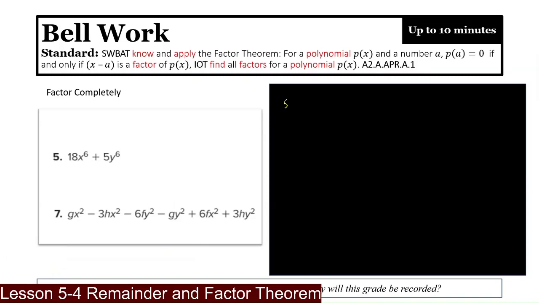So we have number 5, 18x to the 6th plus 5y to the 6th. I should look for my greatest common factor. And the keyword here is common. Do I have anything in common here? Do we have x's and y's in common in both terms? Is there a number that goes into 5 and 18? Nope. There is absolutely nothing in common.